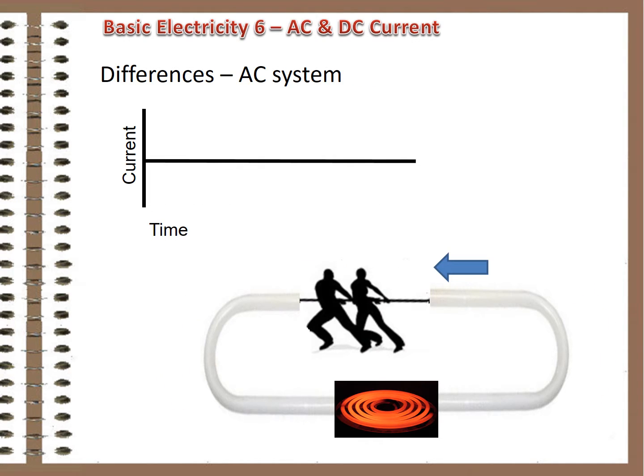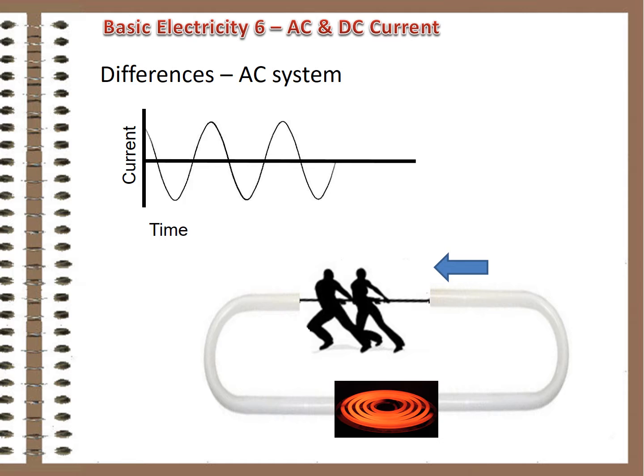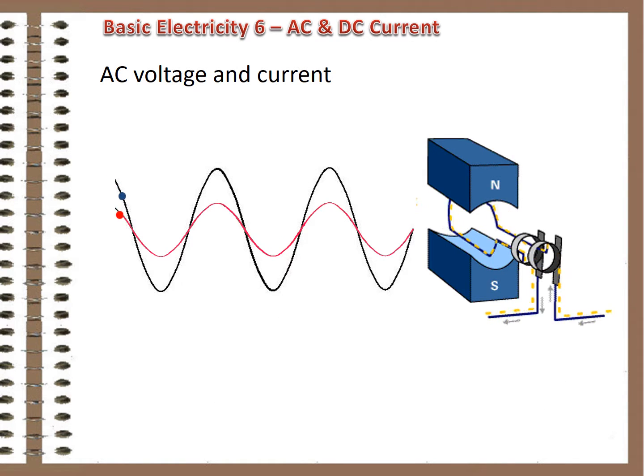Not so with the changing poles. Every time they switch directions, there's some time when the rope slows down, stops, and then starts up the other way. The graph looks very different. This is a sine wave, the graphical representation of voltage and current in an AC system. So when a generator creates potential difference this way, the voltage and current rise to a peak, fall off to zero, rise in the opposite direction, and fall back to zero every revolution.